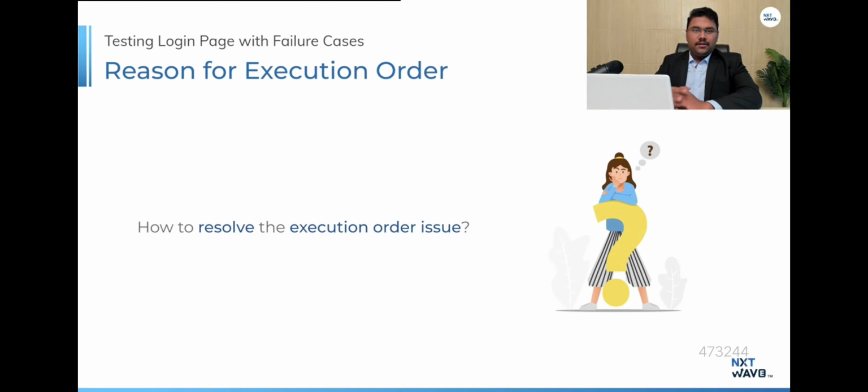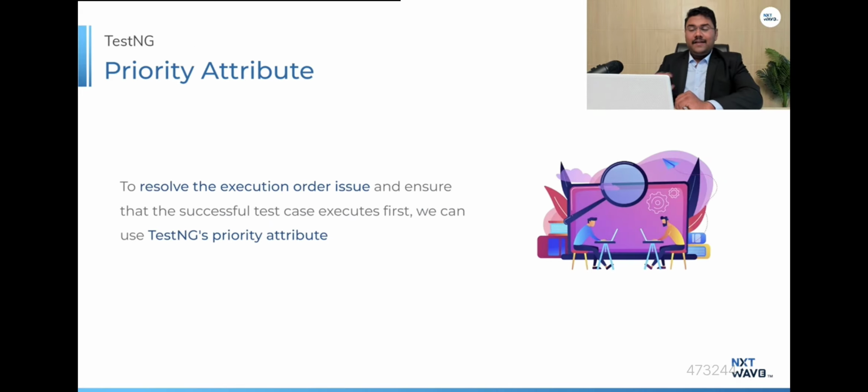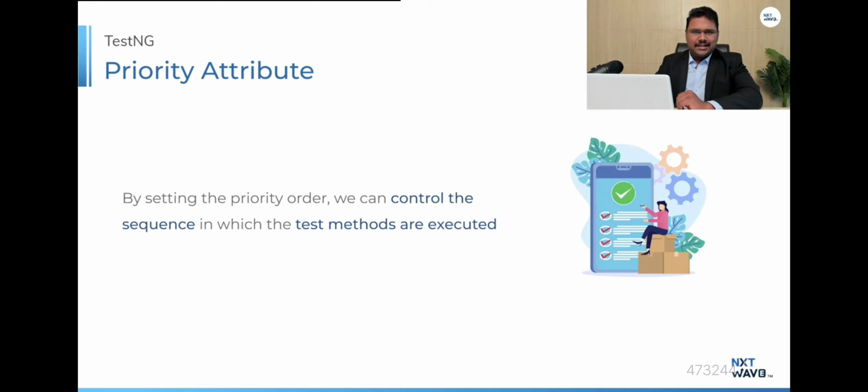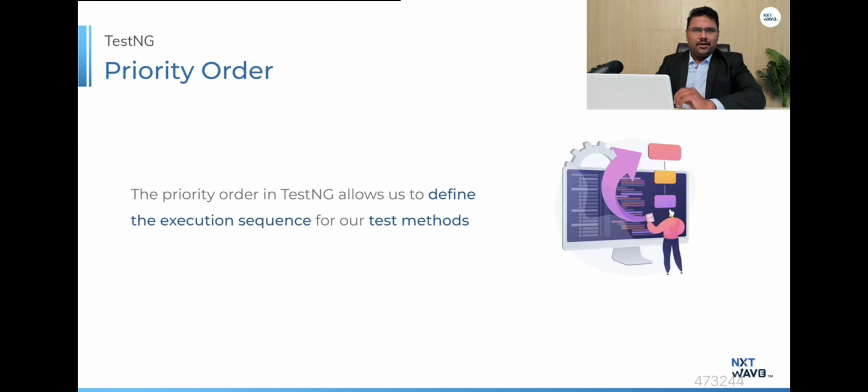Okay, now the question is, how do we resolve this execution order issue so that our successful login test case runs first and then the failure test case, right? To do that, we have something called a priority attribute in TestNG. Using this priority attribute, we can set the priority order and control the sequence in which the test methods are executed. Basically, we'll be setting the priority of a particular test case so that we are telling our program that you should run this particular test case first, the next one next, and so on and so forth. So the priority order allows us to define the execution sequence in a nutshell.